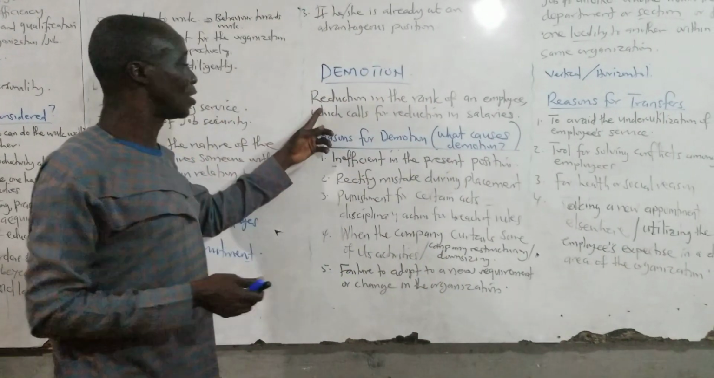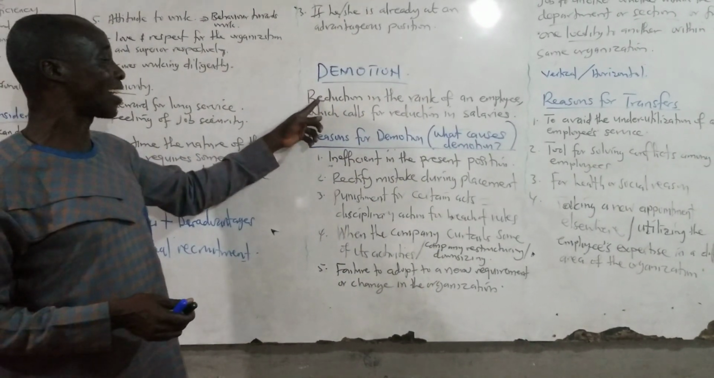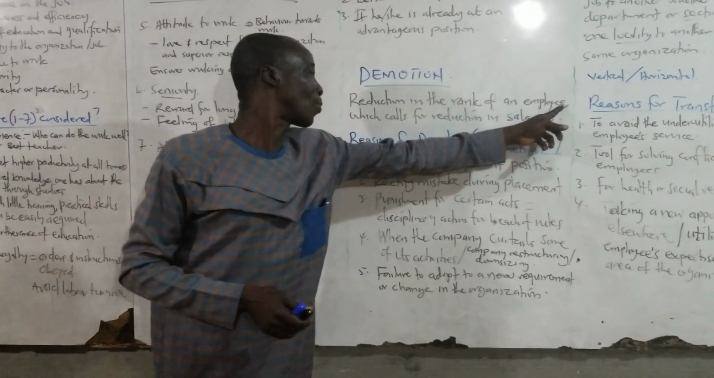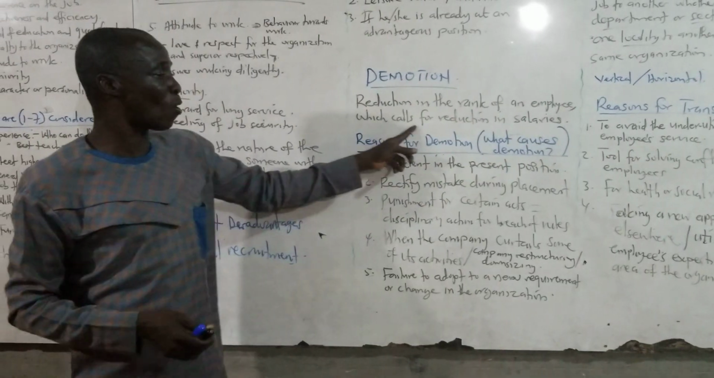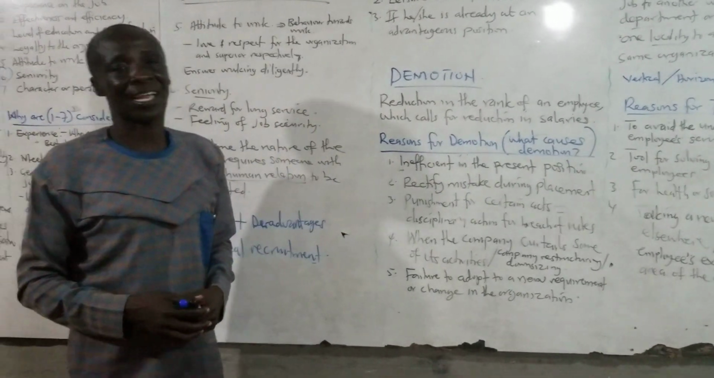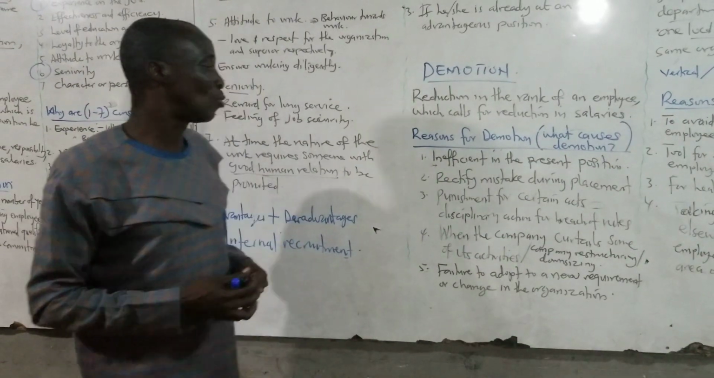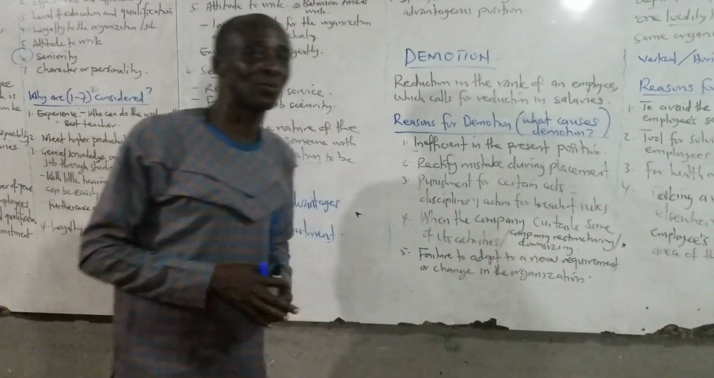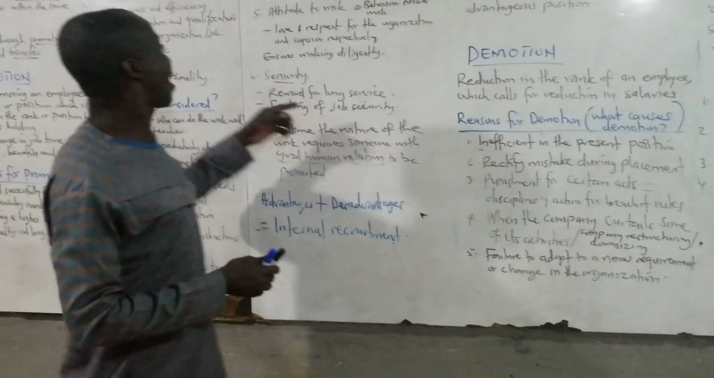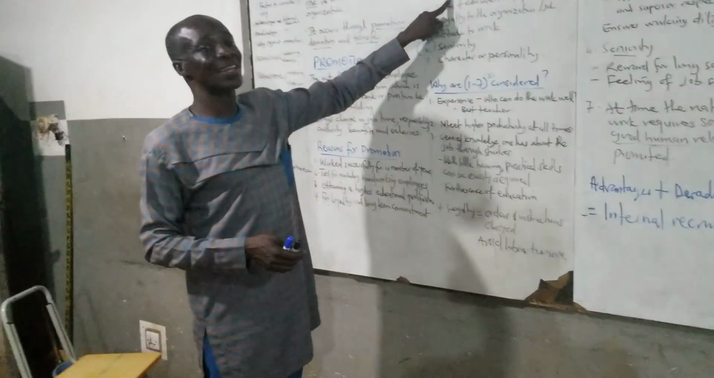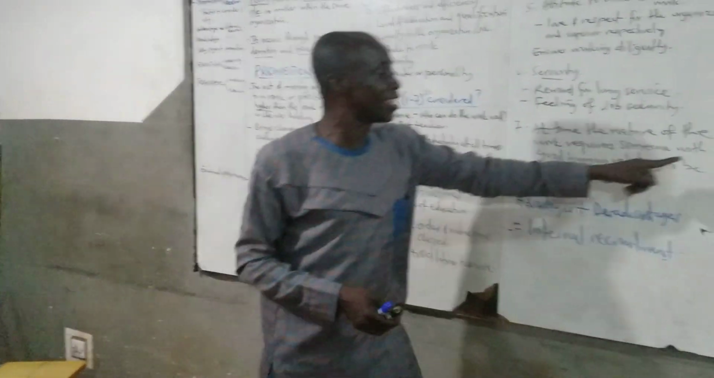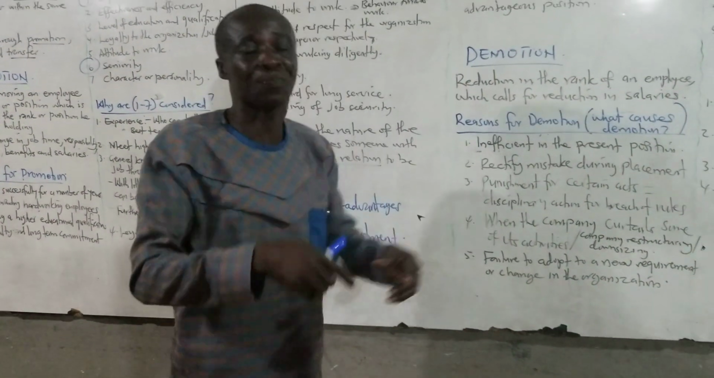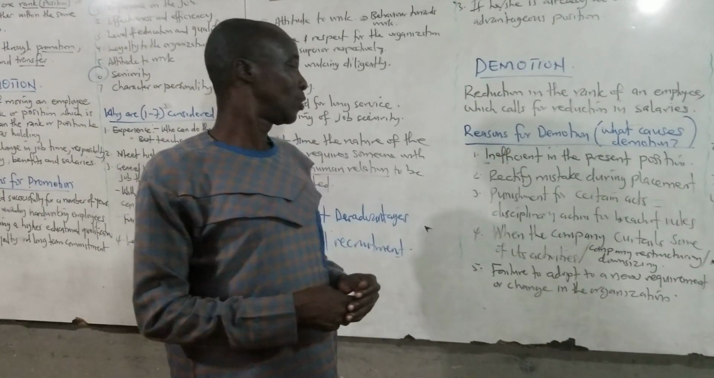So when you say demotion, in that act you reduce the person's rank. So reduction in the rank of an employee, which will certainly call for reduction in the person's salary. So that is all that demotion is about. What are the reasons for demotion, or what are the causes of demotion? Very simple, straightforward. Now, efficiency will call for your promotion. Certainly, inefficiency. So, if you are inefficient in respect of your present position, then you will be demoted. So that is for that one.